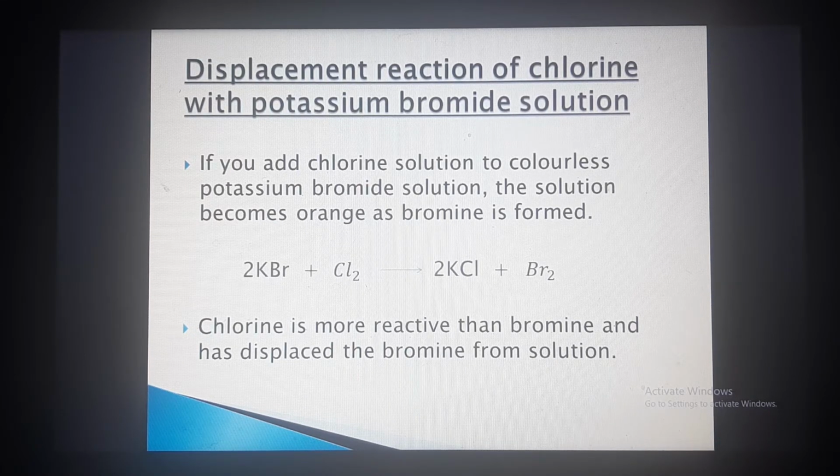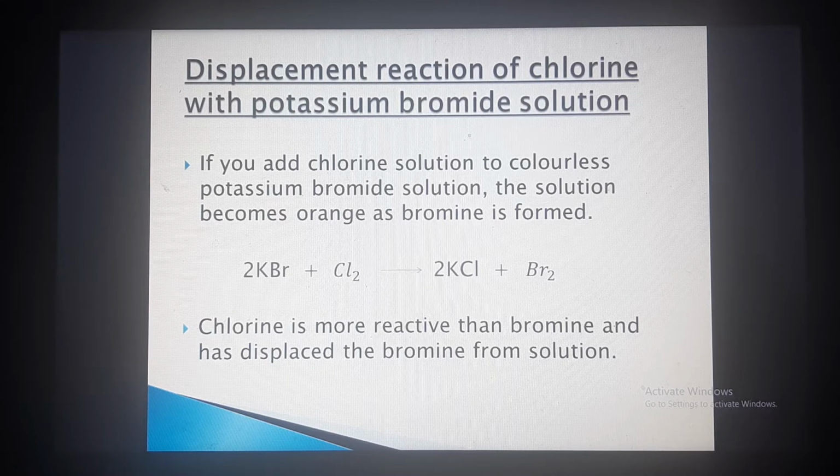Here the reaction is possible. We can see that the bromine is replaced by chlorine to form KCl. Why is it possible? Because chlorine is more reactive. In the reactivity series, after fluorine comes chlorine, and only then bromine. So chlorine is more reactive, and can replace bromine from potassium bromide to form potassium chloride.